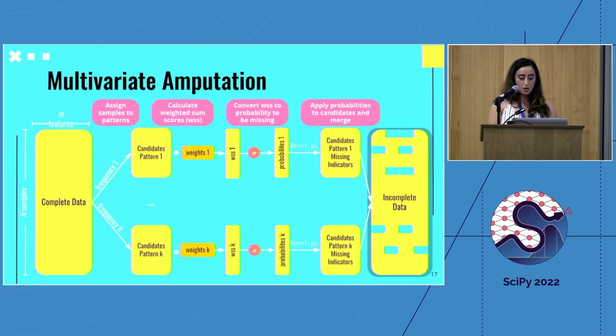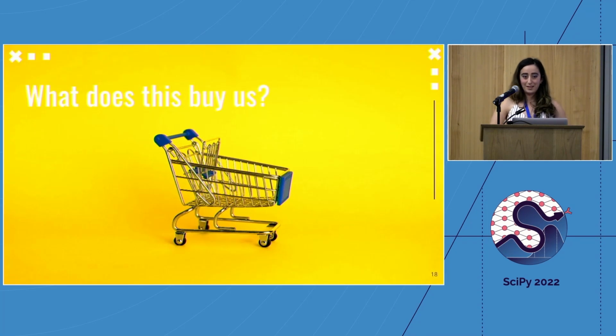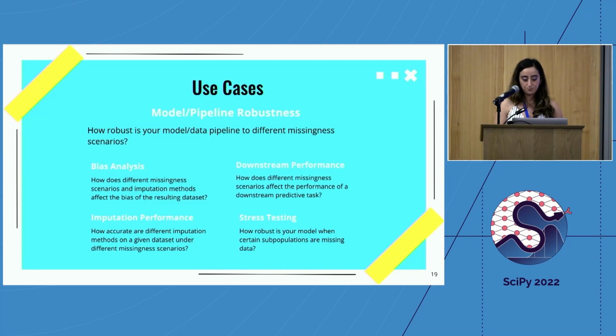So now that we have an idea of how Pyampute works under the hood, what would I actually use this for? I said we want to understand how missingness affects our analyses, so we want to characterize performance. But what does that look like? What does Pyampute actually buy us? So here are some ideas and examples of use cases.